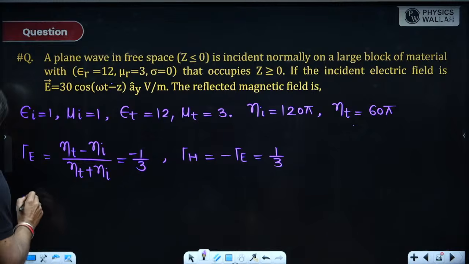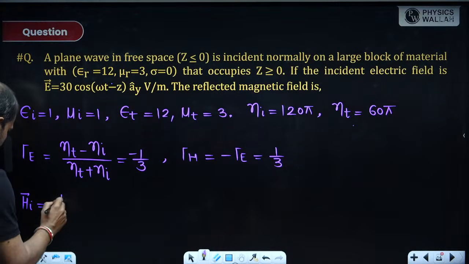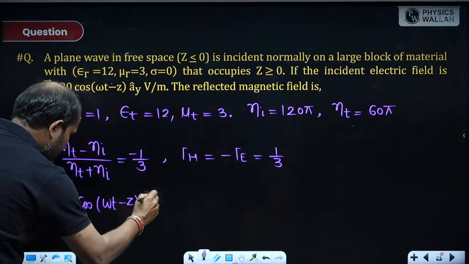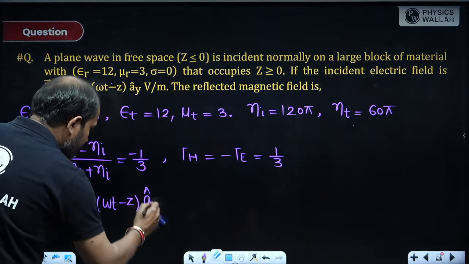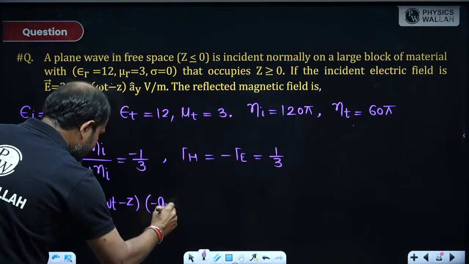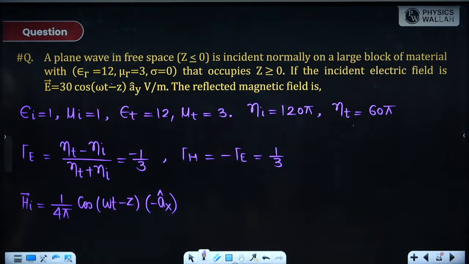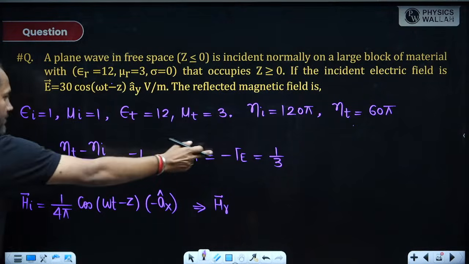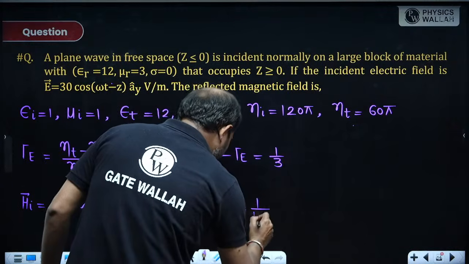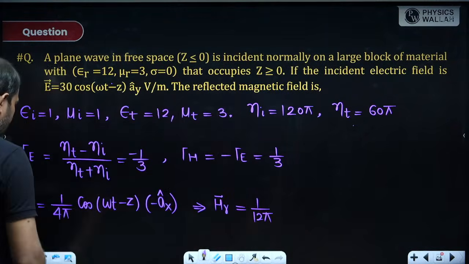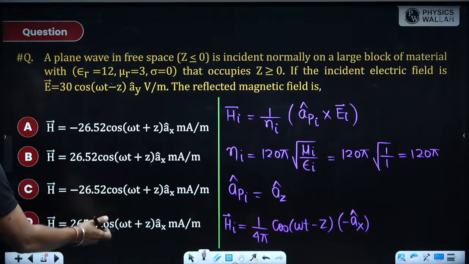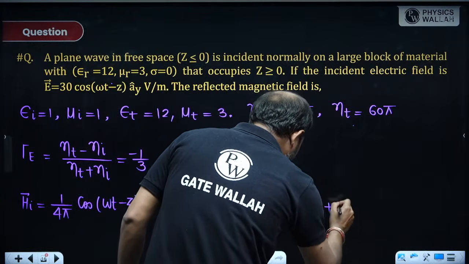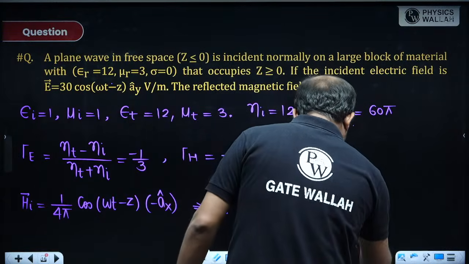So HR is equal to HI, which is 1 by 4 pi cos omega t minus z in minus x direction, multiplied with gamma H. So gamma H is 1 by 3, so 1 by 12 pi. Then cos omega t. The reflected wave will be in the opposite direction, so plus z and minus a_x.